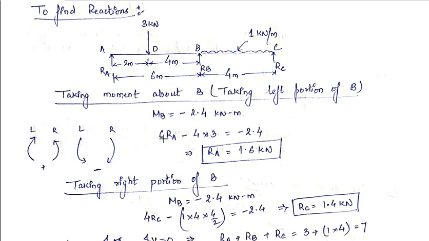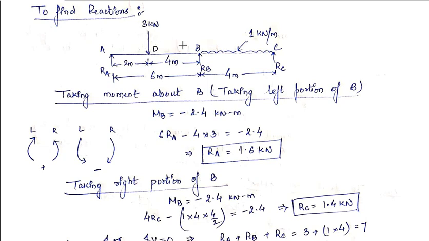Now MB is also the summation of the moments on the left side of B. If you see the left side of B, there are only two forces, RA and 3. RA is acting in the upward direction, so this RA will produce a clockwise bending moment about B. And if the left moment is clockwise, the bending moment is positive. So this value will be positive. So plus RA into the perpendicular distance of RA from point B, which is 6.